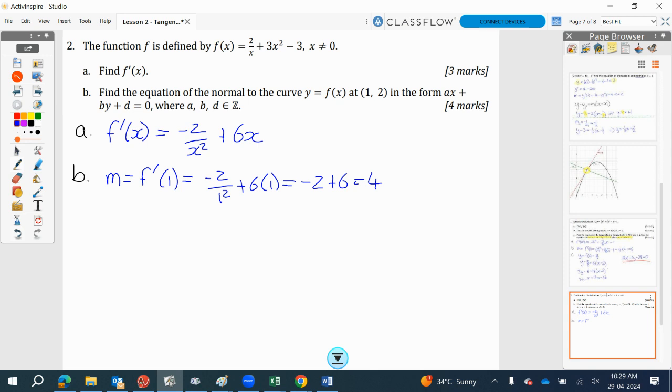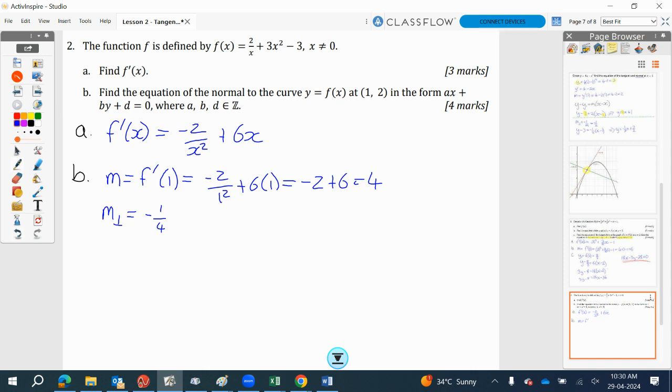Is this the gradient that we want? What type of line are we finding? Read the question. The normal. So how do we find the gradient of the normal? Negative reciprocal. And that would give us minus a quarter.